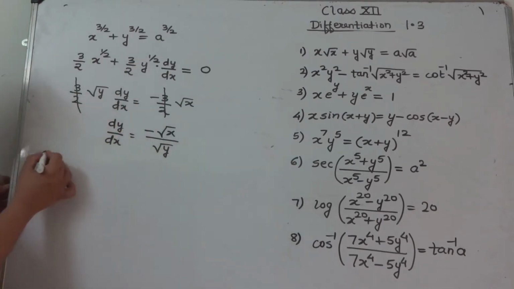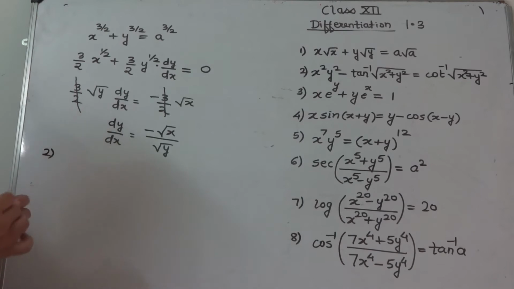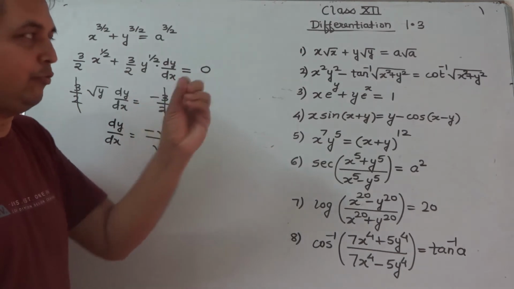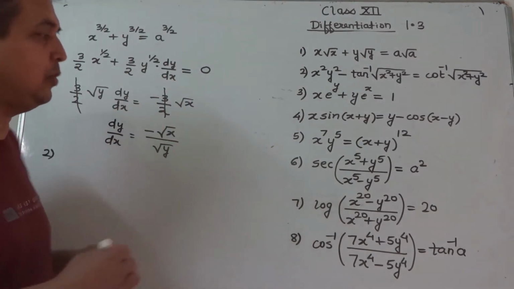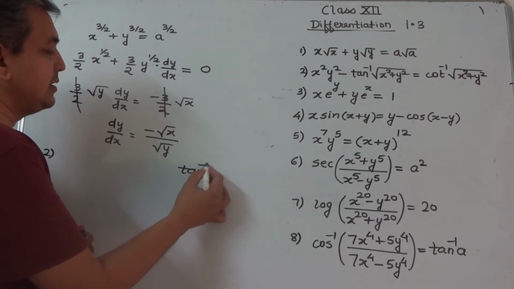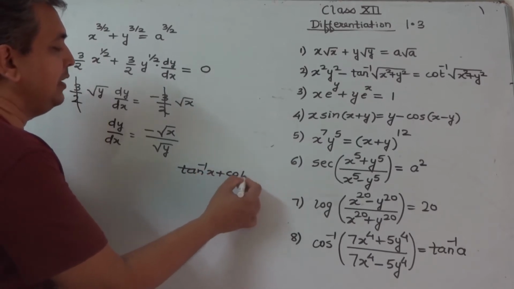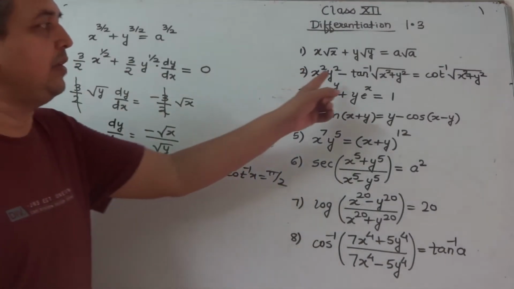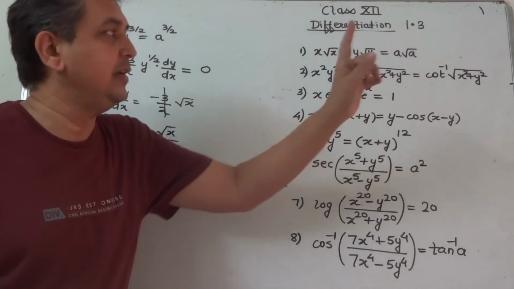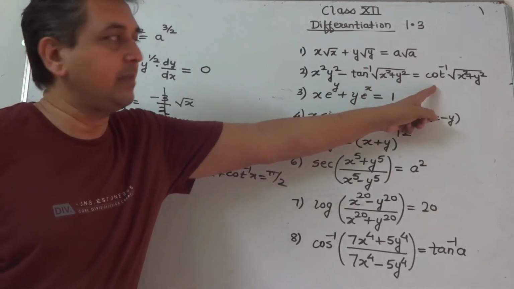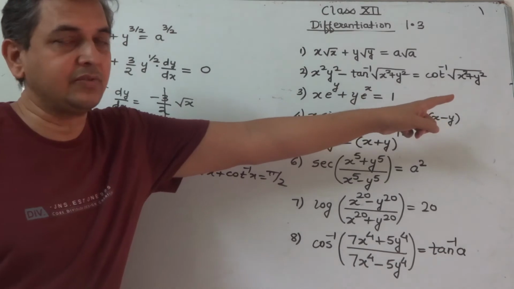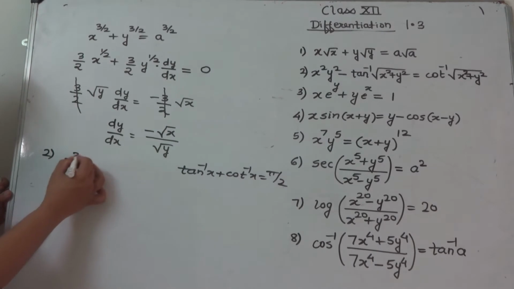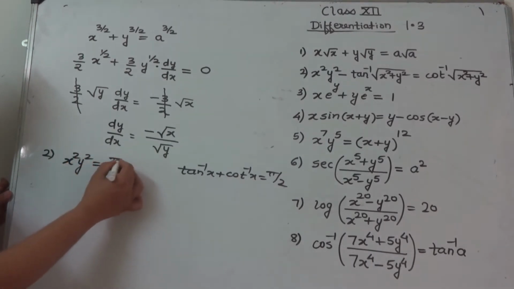Now students, see the second one. It seems to be a difficult one. There are two inverse functions, then chain rule, but if we know inverse trigonometry and we know tan inverse x plus cot inverse x is equal to pi by 2. If this result we know, we can transfer this minus on right hand side. We get tan inverse root x square plus y square plus cot inverse root x square plus y square, and that is equal to pi by 2.